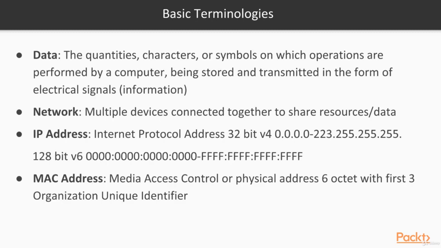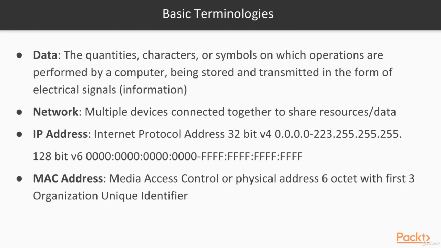Data can be defined as the quantities, characters, or symbols on which operations are performed by a computer, being stored and transmitted in the form of electrical signals. We can also call this information. Network. A network is multiple devices connected together to share resources or data. And a great example of a network is the Internet. The Internet is made of many devices connected together to share data.